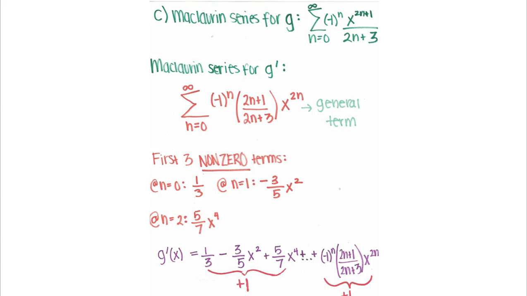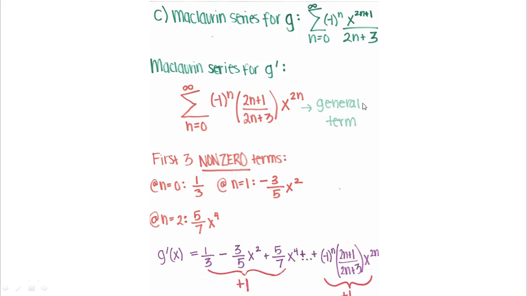Part C says write the first 3 non-zero terms and the general term of a Maclaurin series for G prime of x. So the Maclaurin series for G we know is -1 to the n times x to the 2n plus 1 over 2n plus 3. And the Maclaurin series for G prime, well, we can just differentiate this series and we would get the general term for the Maclaurin series for G prime. So we bring the 2n plus 1 to the front and we subtract 1 from the exponent, just like we always do when differentiating. So when we do that, we get -1 to the n times 2n plus 1 over 2n plus 3 times x to the 2n. So this is the general term.